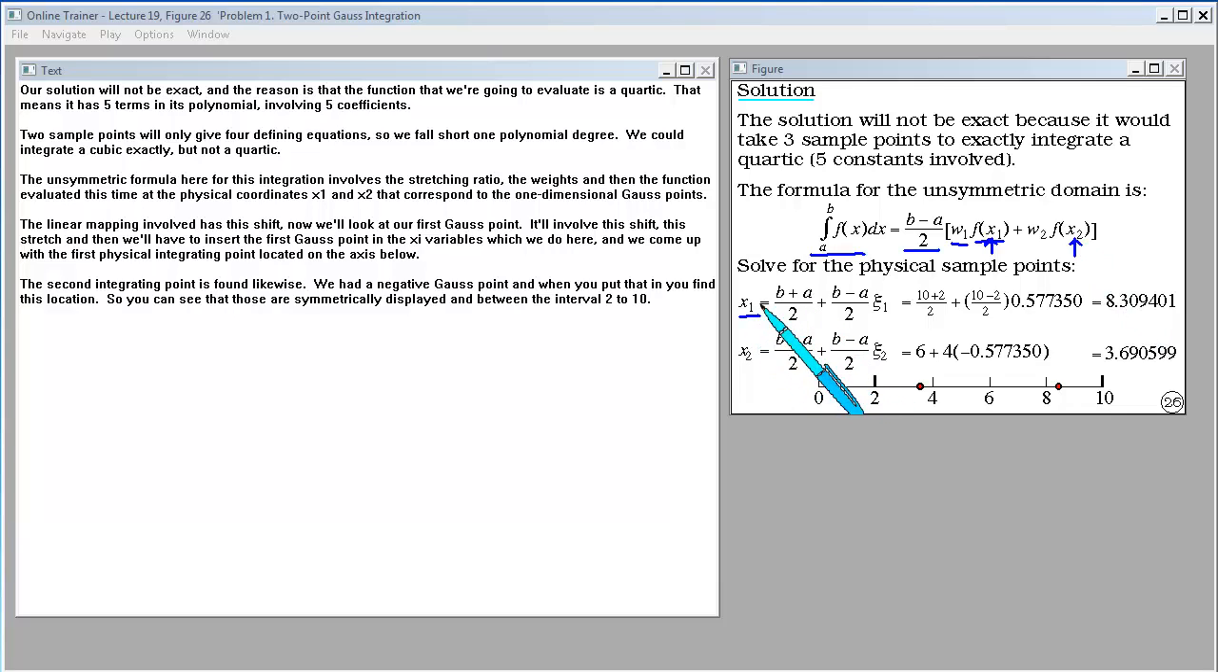Now we'll look at our first Gauss point. It'll involve this shift, this stretch, and then we'll have to insert the first Gauss point in the ξ variable, which we do here, and we come up with the first physical integrating point located on the axis below. The second integrating point is found likewise. We had a negative Gauss point, and when you put that in, you find this location. So you can see that those are symmetrically displayed in between the interval 2 to 10.